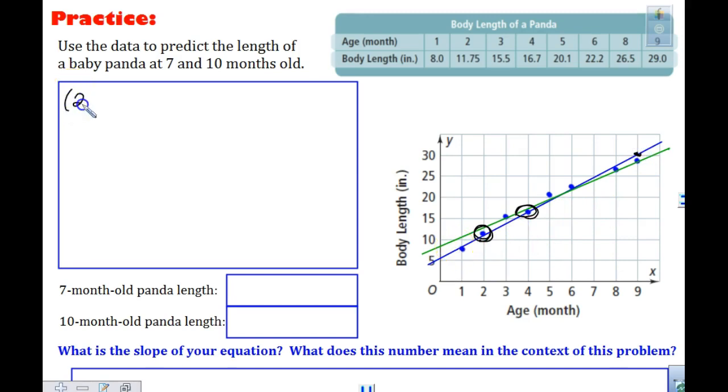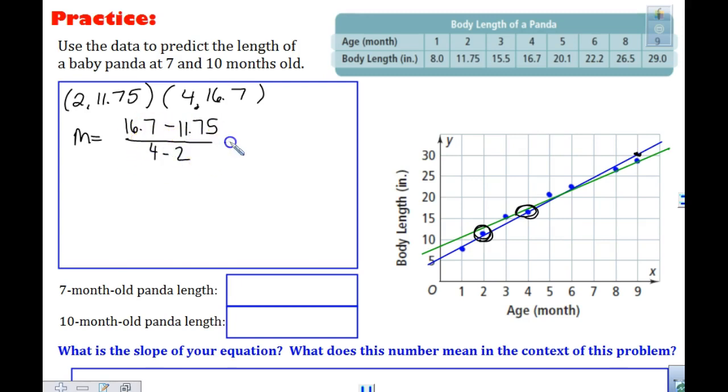So pick your 2 points. I am using the points (2, 11.75) and (4, 16.7). Whatever your 2 points are, write those down. On the test, when we take it on Friday of this week, you're going to tell me the 2 points for your line. Then you're going to tell me the slope. Slope is equal to taking your y points and subtracting them: 16.7 minus 11.75. If your line didn't go through the same 2 points that mine did, you might want to use yours and find that.